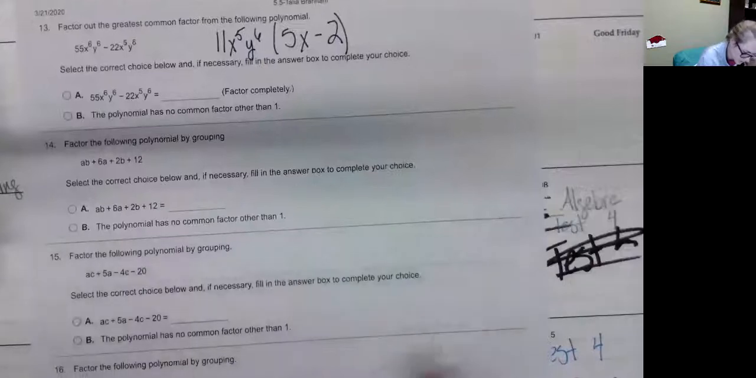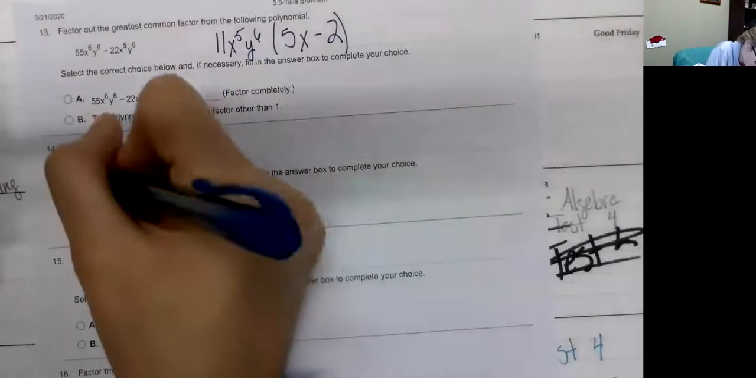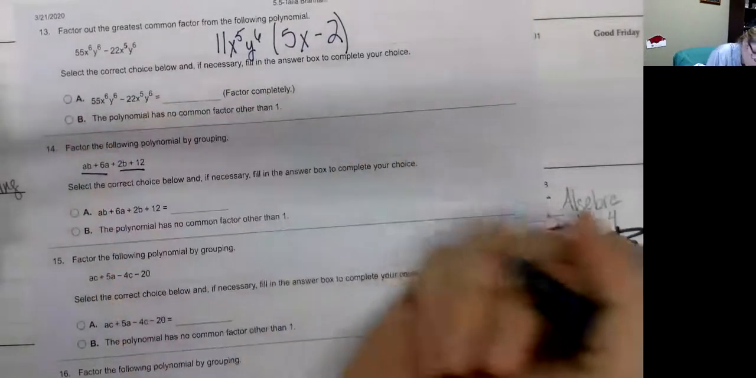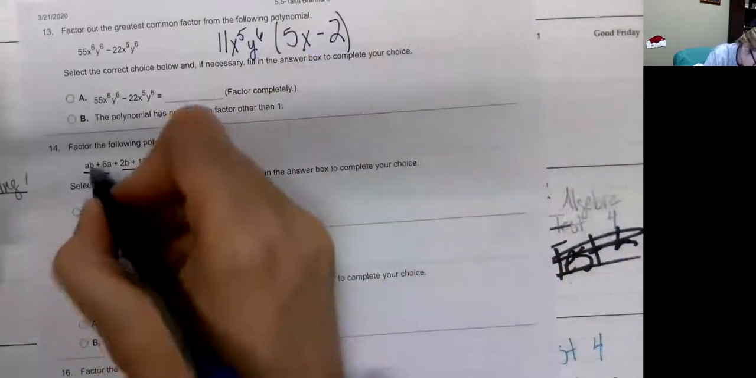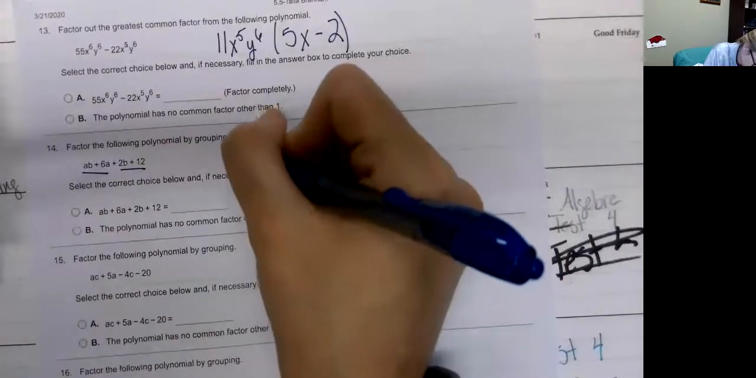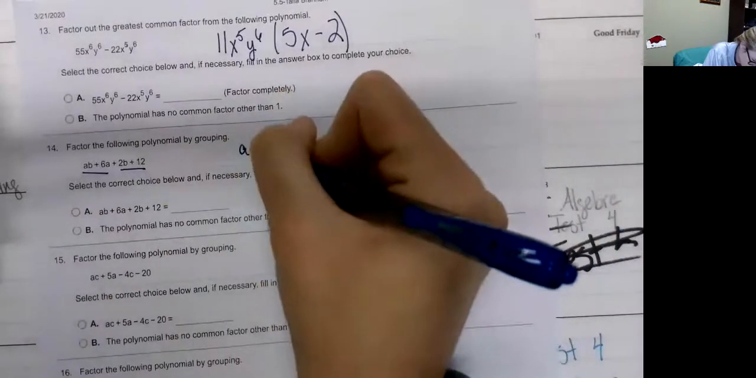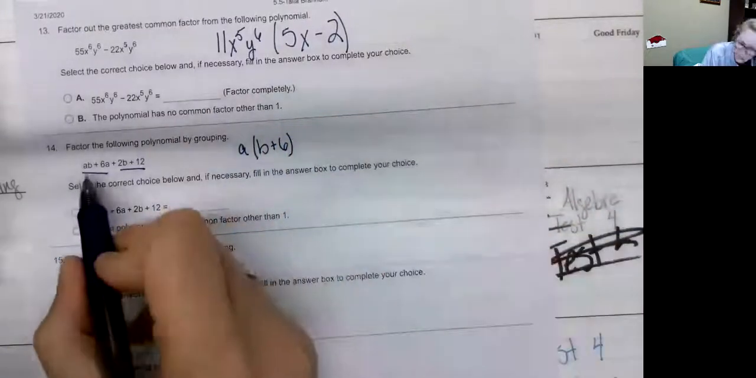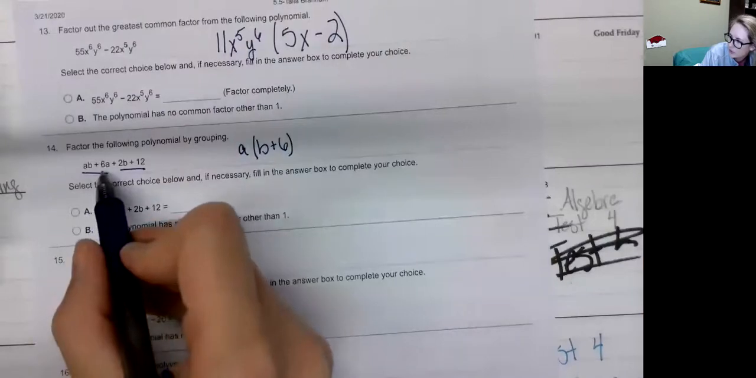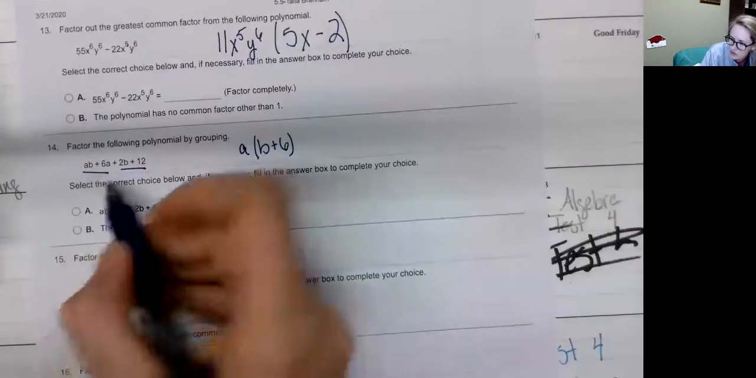Factor the following polynomial by grouping. So now then, we're going to be doing what we've been doing with another step. So we split it into two groups because we're going to factor by grouping. So what can I factor out of my first group? Would be an A. That's all they both share. And then B plus 6 would be what's left over, because AB divided by A is B. 6A divided by A is just 6.